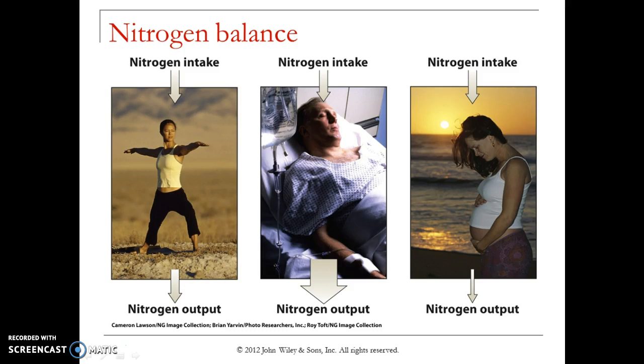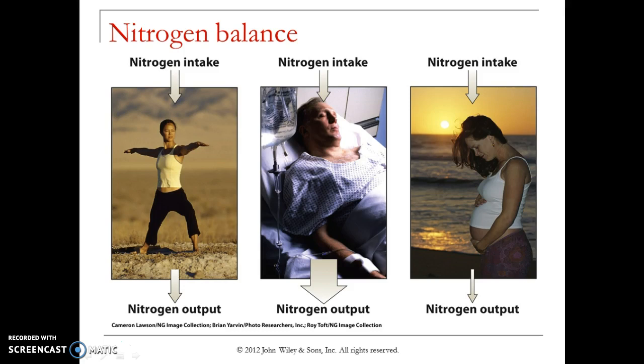Now, as healthy adults, which I'm assuming most of us are in this classroom, we want to be in nitrogen balance, which you can see over on the left. This yogi is showing balance, right? So nitrogen intake equals nitrogen output. Now, in times of sickness, we never really want to be in negative nitrogen balance. Even if we're losing weight, we want to try to hang on to that muscle, right? So when nitrogen intake is less than the nitrogen output, we consider ourselves in negative nitrogen balance.